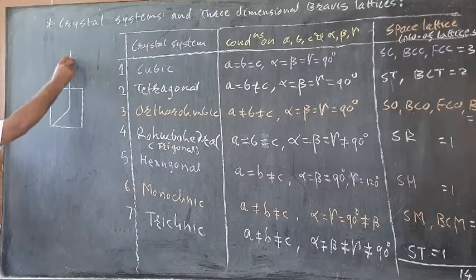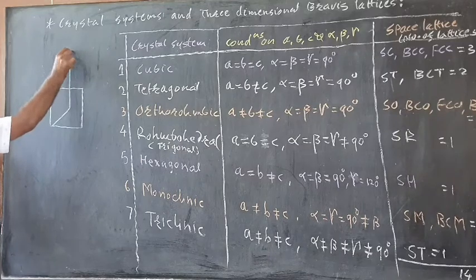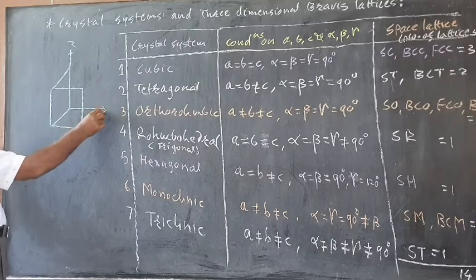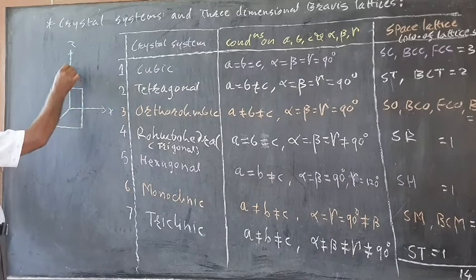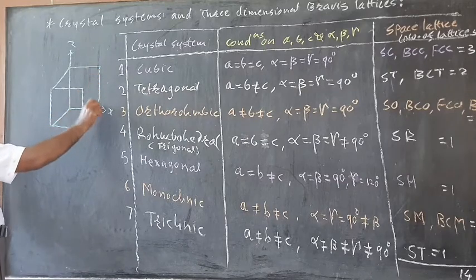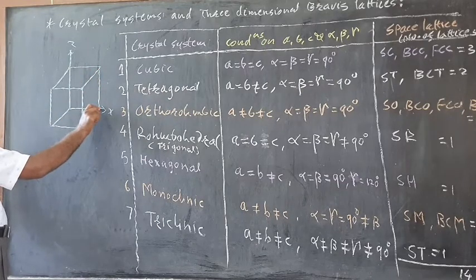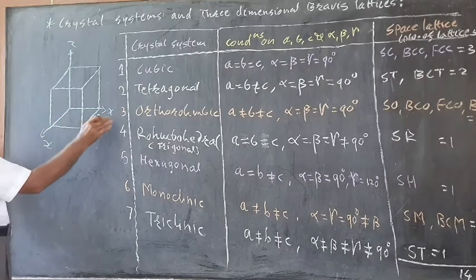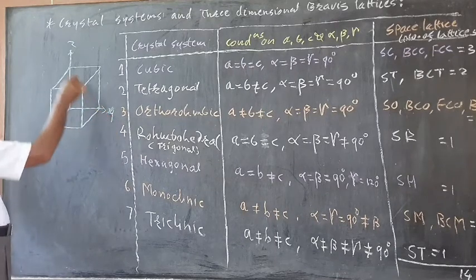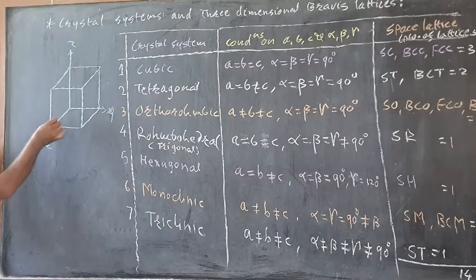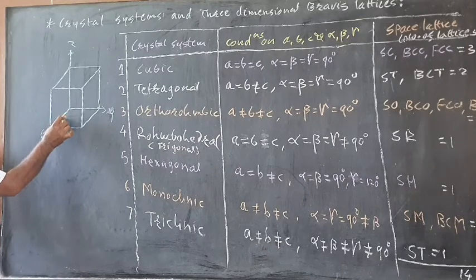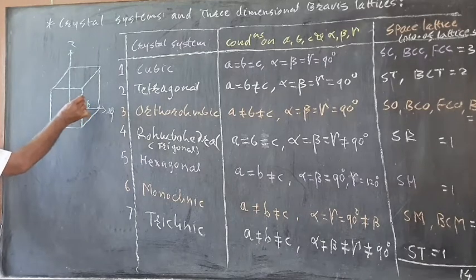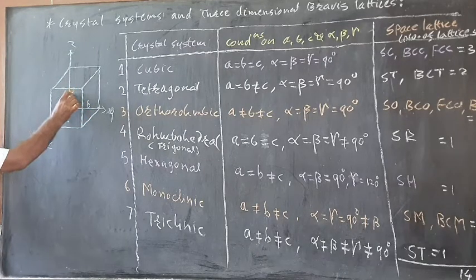So suppose this is the z direction, and here is the x direction, and we can complete the unit cell like this. This is the x direction, this is the y direction, and this is the z direction. Along the x axis the unit cell cuts an intercept of A, along the y direction B, and along the z direction C.